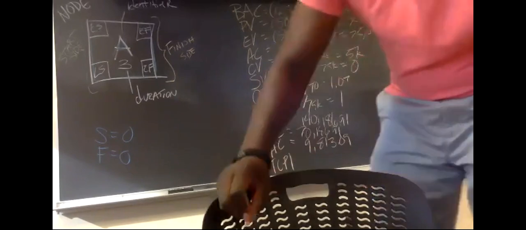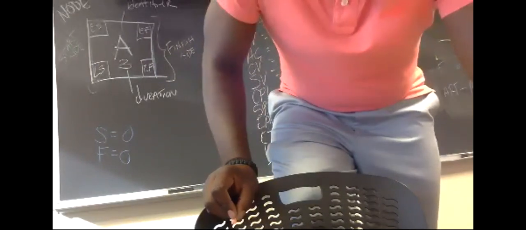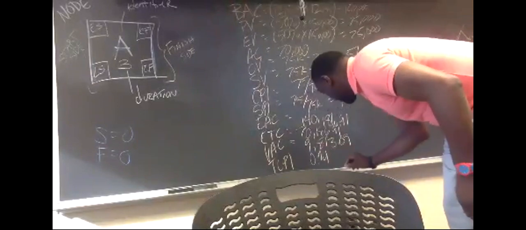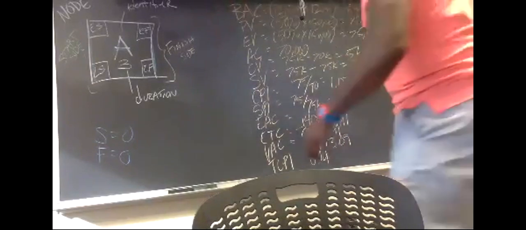And our last but not least, TCPI, that's the long one. That's BAC minus EV divided by BAC minus AC. So 150 minus 75 divided by 150 minus 70, and you should get 0.94. That is how you do the formulas, ladies and gentlemen.